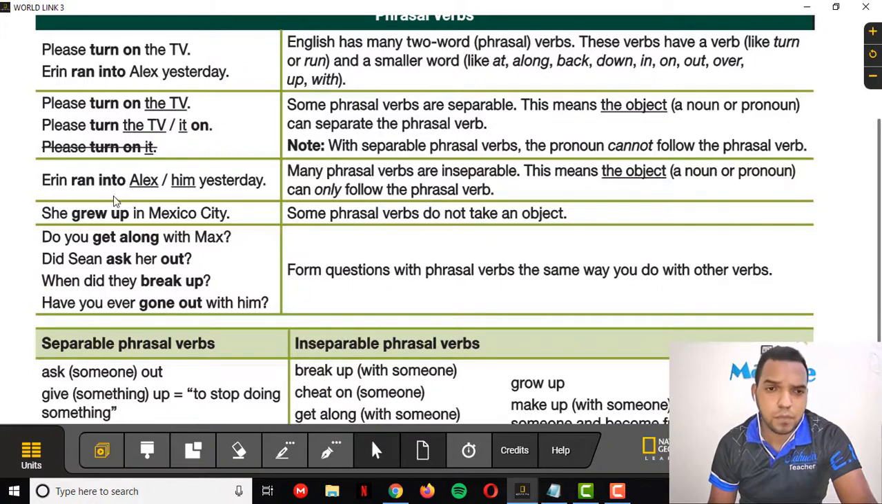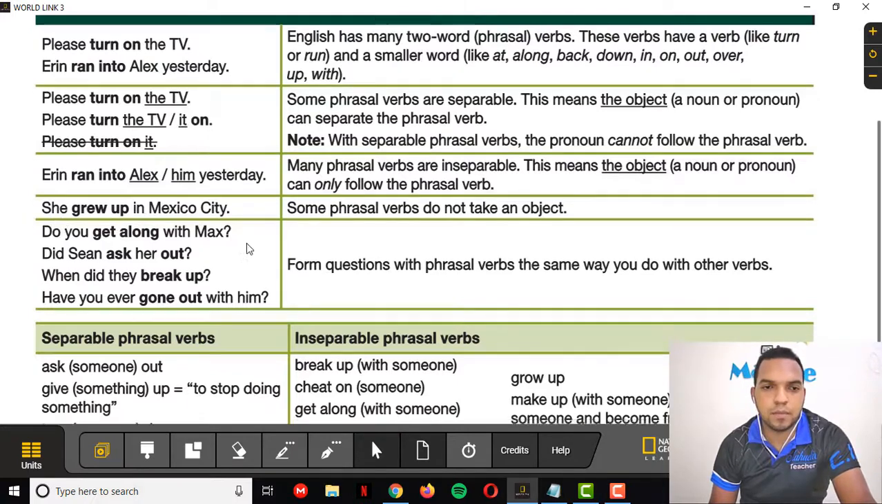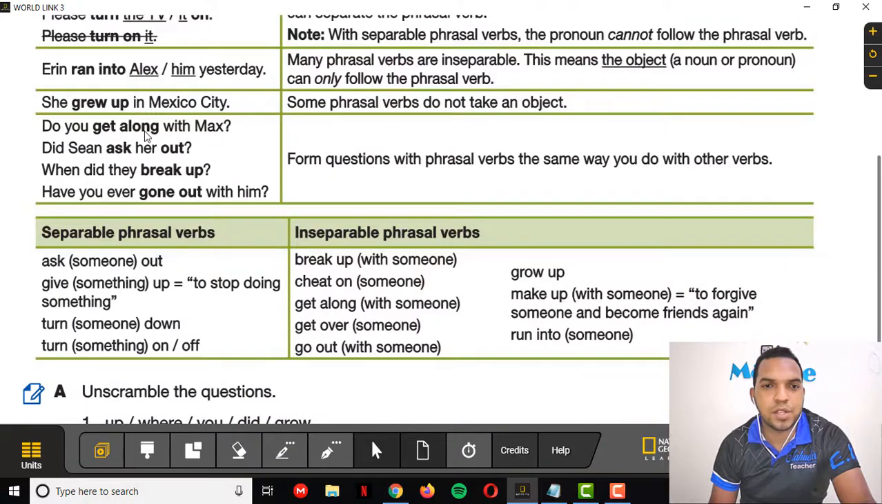Next part here. Some other phrasal verbs, guys, don't take an object like you can see over here. They just say she grew up in Mexico City. They don't use a pronoun because they are already using the first one. So she grew up over there. She grew up in La Vega, or Las Vegas could be.